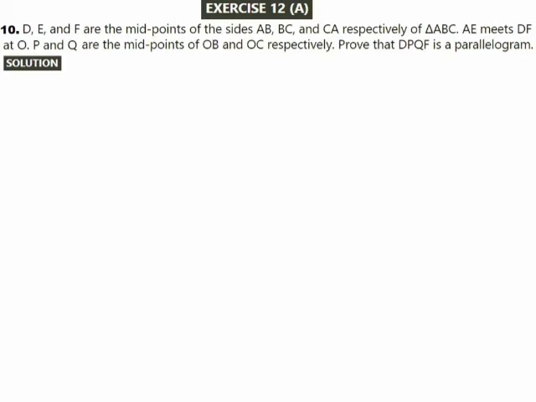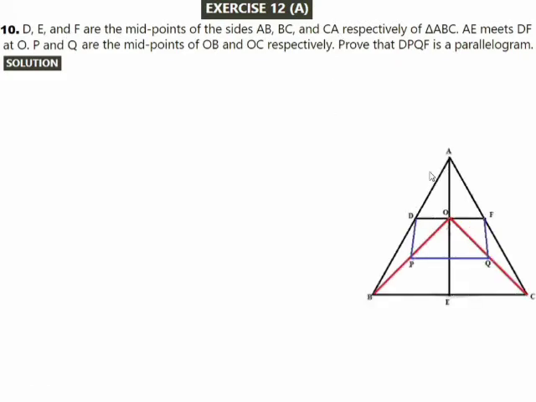Let's have one more question, and this is going to be the last question for the day. D, E and F are the midpoints of AB, BC and CA. So let me first quickly draw the diagram here. From the diagram you see D is the midpoint of AB, E is the midpoint of BC, and F is the midpoint of CA of triangle ABC.